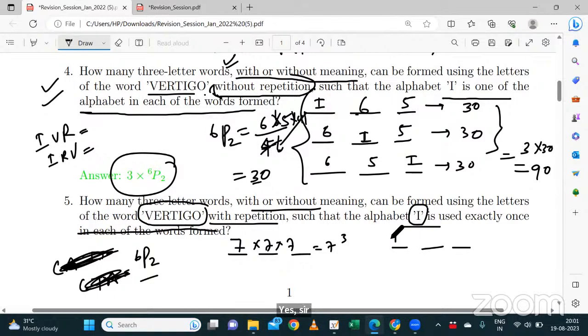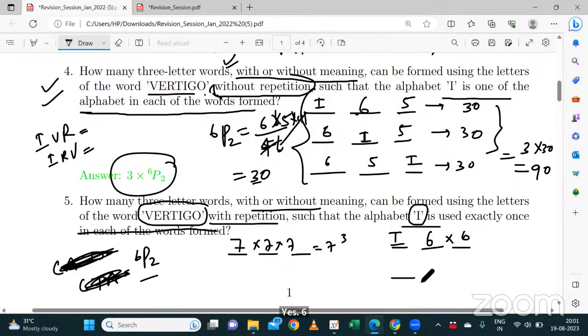Suppose I is at the first place. That means for the second place I can use any of the 7, 6. Sir, no. I exactly once. Okay, sorry, sir. If I am going to use I exactly once, then I have the remaining 6, right? Yes. For the second place, now I can repeat the letters again, 6.